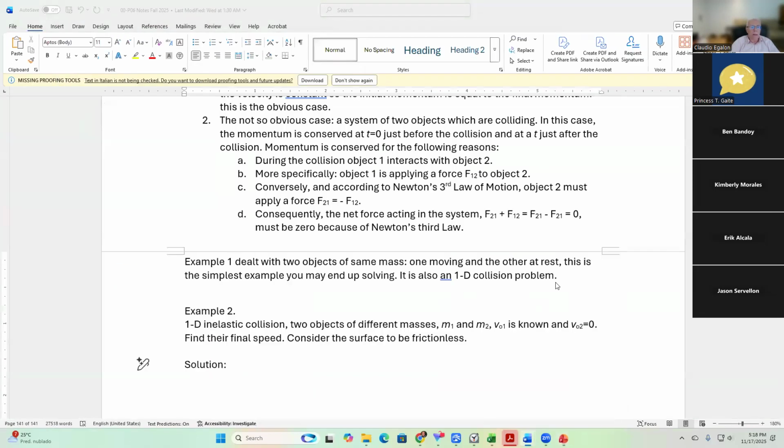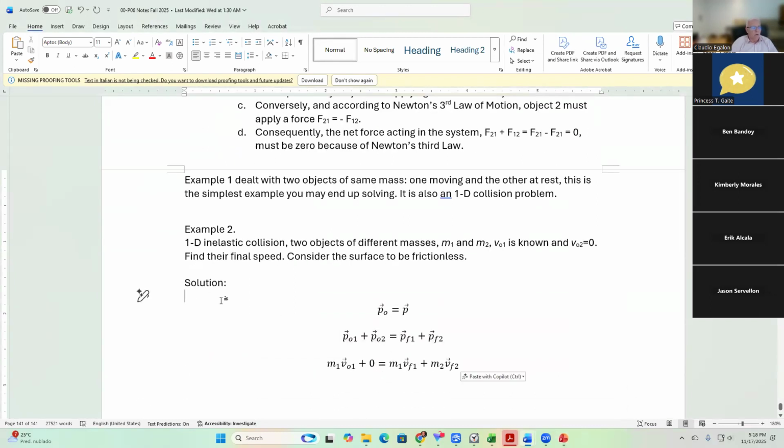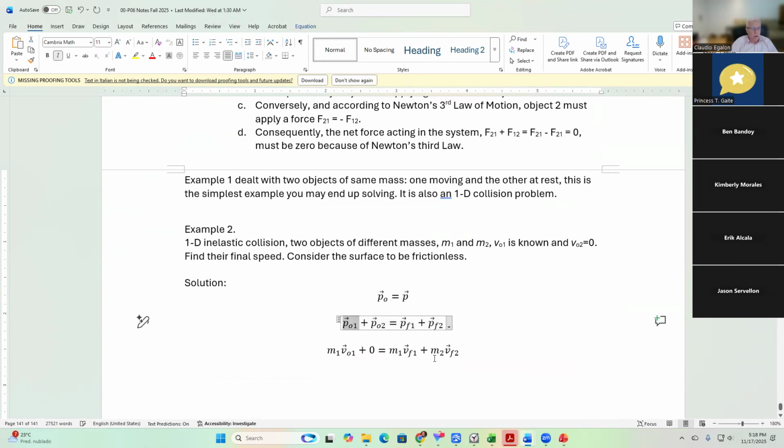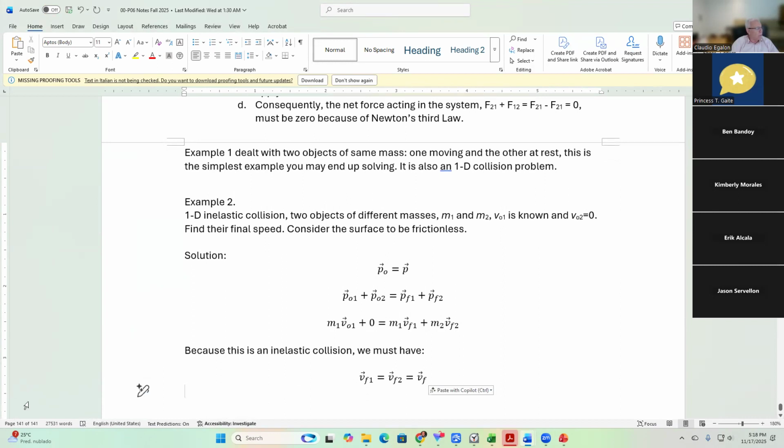Okay, here we go. Solution. We got initial momentum is equal to final momentum. Initial momentum is the sum of the two initial momenta, P01 plus P02. Final momentum is equal to the sum of the two momenta separately. Because it's an inelastic collision, final velocity of one must be equal to final velocity of two.